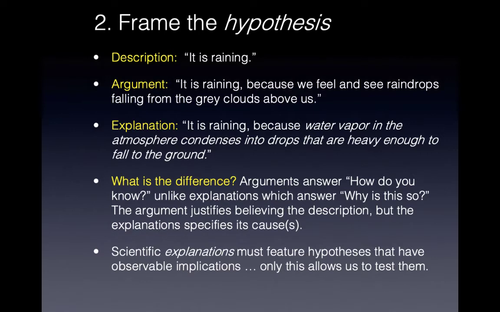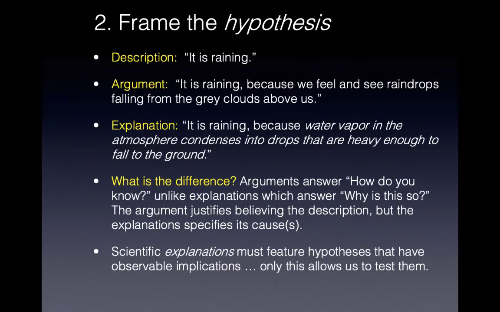All right, so what we're doing here is arguing, making the case that it's raining based on the evidence that we feel and see raindrops falling from the big cloud above us, right? So that's an argument. That's not an explanation. An explanation of the raining is going to be something completely different. So again, the argument and the explanation have the same conclusion. It's raining. Now we're going to answer the question, but why is it raining? What makes it rain? So the argument answers the question, why should we believe it's raining? The explanation answers the question, okay, but what makes it rain?